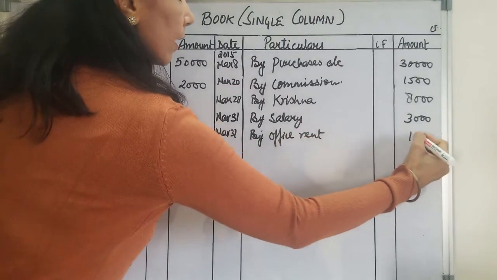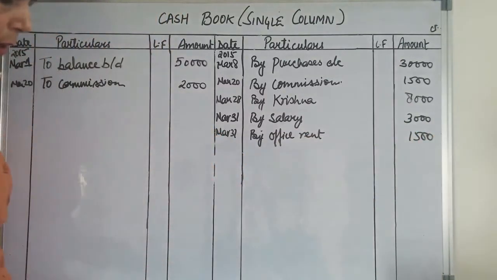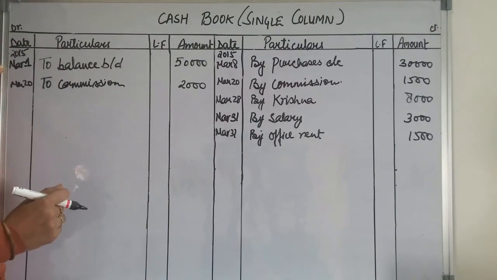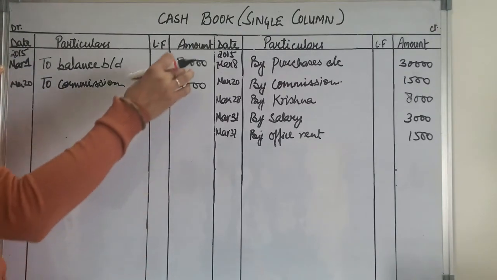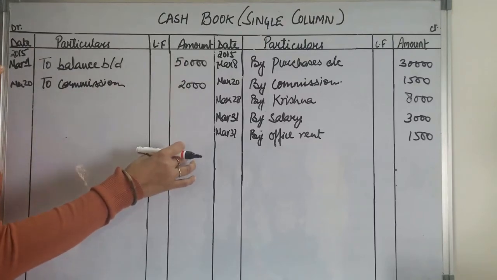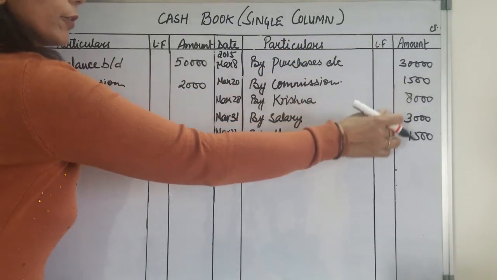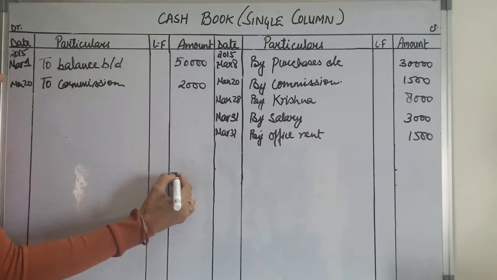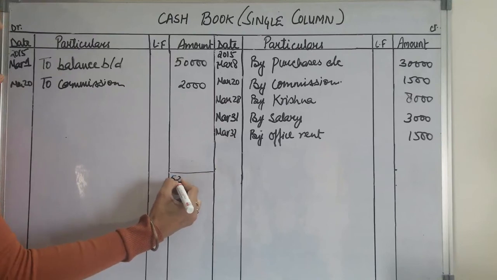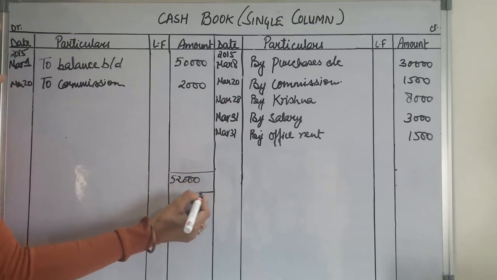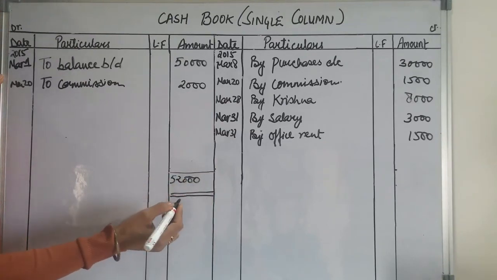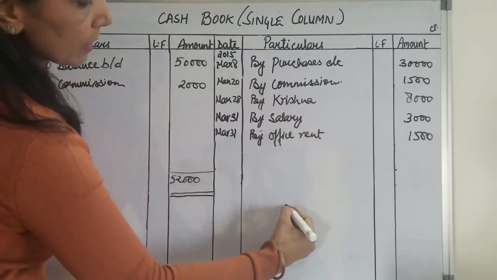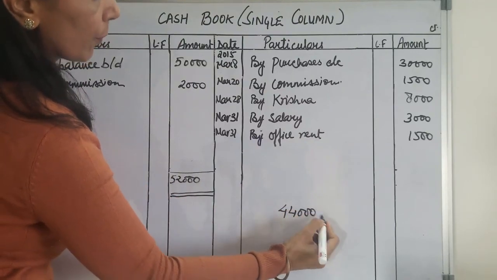Okay. Then again on March 31st by office rent rupees 1,500. Okay. Now as we are done with all our transactions, so it's time to balance the cash book. And for balancing the cash book, we'll take the total of amount on the debit side and the total of amount on the credit side. Okay, so the total of amount on the debit side is rupees 52,000, right? And the total of amount on the credit side is rupees 44,000, right?